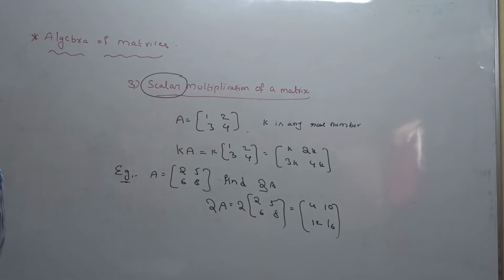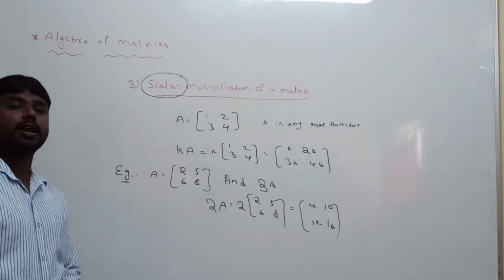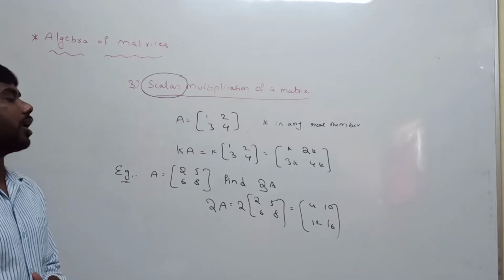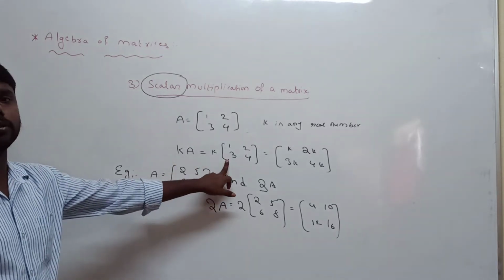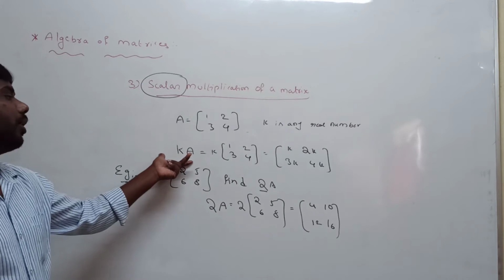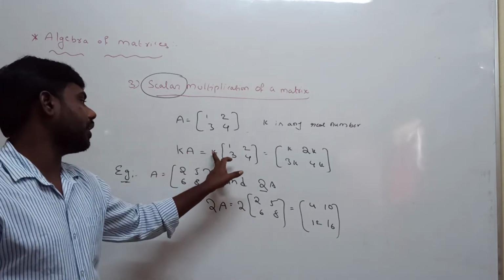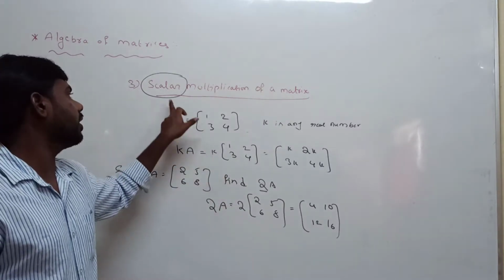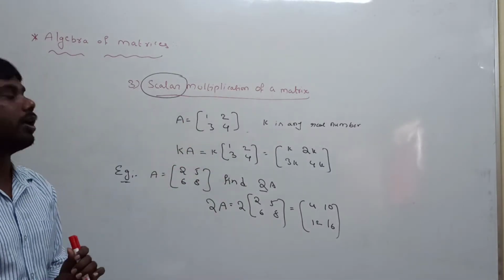If A is a matrix and K is any scalar, any real number, then KA is another matrix, obtained by multiplying each element of A by the scalar K. This is nothing but scalar multiplication of matrices.